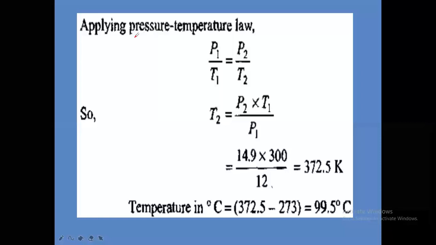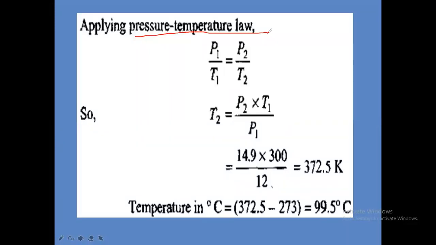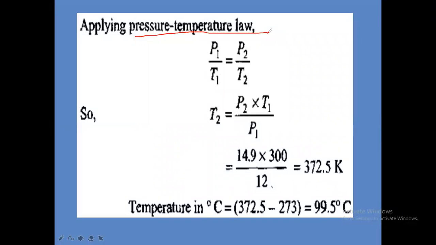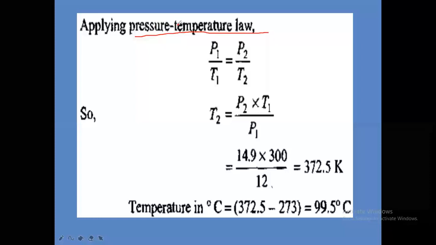So applying the pressure temperature law. What is the pressure temperature law called? Gay-Lussac's law. This Gay-Lussac's law is also called Charles law 2, otherwise Gay-Lussac's law, or also we can say Amontons' law. Amontons, Gay-Lussac, or Charles law 2, any one is the same. That is the pressure temperature law. So pressure is directly proportional to temperature when volume is constant.